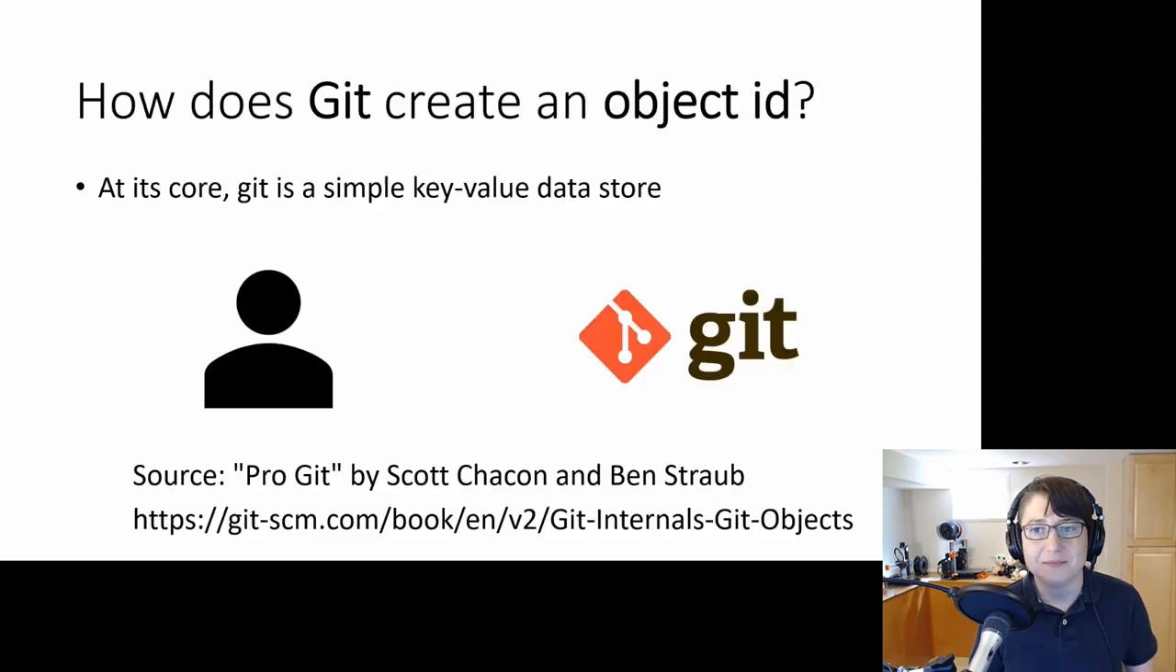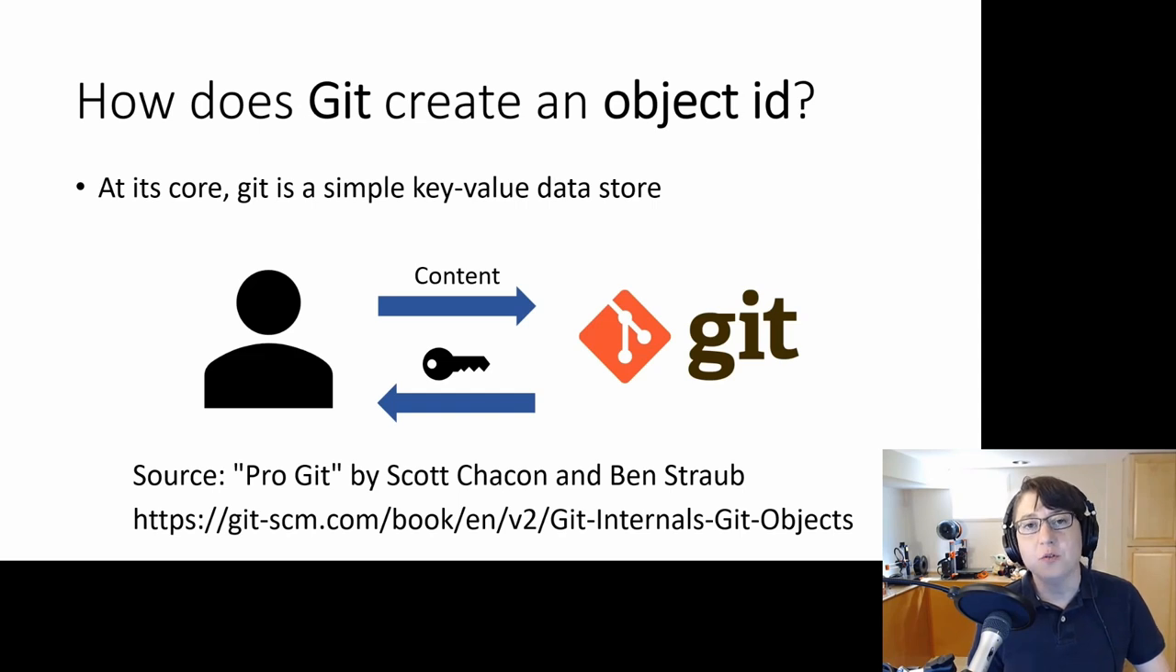With that said, let's first consider how Git creates an object ID. As Scott Chacon and Ben Straub put it in their book Pro Git, Git is, at its core, a simple key-value data store. You, as the developer, insert content into a Git repo, and Git hands you back a unique key that you can use to retrieve that content. This key is the object ID. When you want your content back, you provide that unique key to Git, and Git hands you back your content.